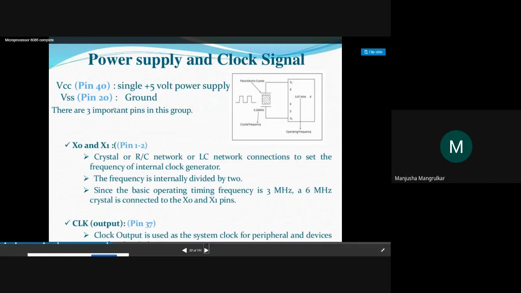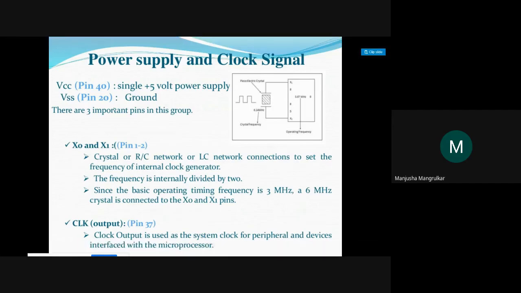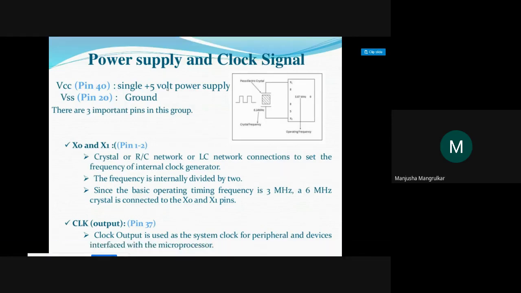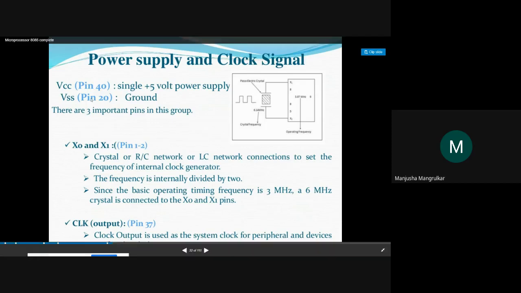Power supply signals, VCC and VSS. Pin number 14 is a plus 5 volt DC supply. It requires a DC supply, right? And pin 20 is the ground signal, right?